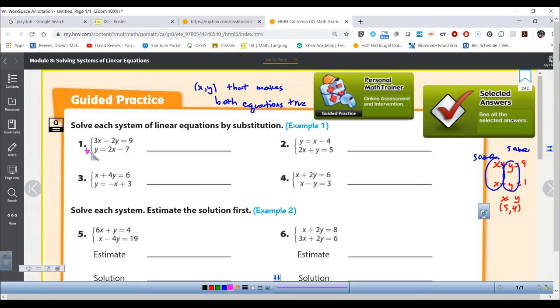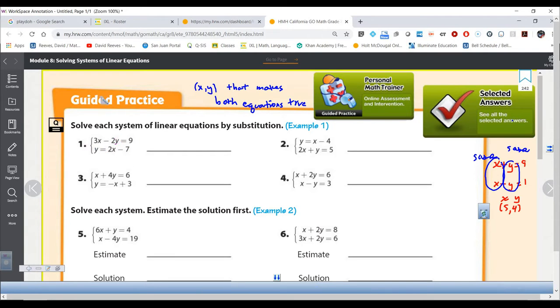But this second equation should stand out at you a little bit. Do you know why? Because it tells you what y equals. It says if you want to know what y equals, then take x, multiply it by 2, and subtract 7. Well, that's what this y equals. Guess what this y equals? It equals the same thing.